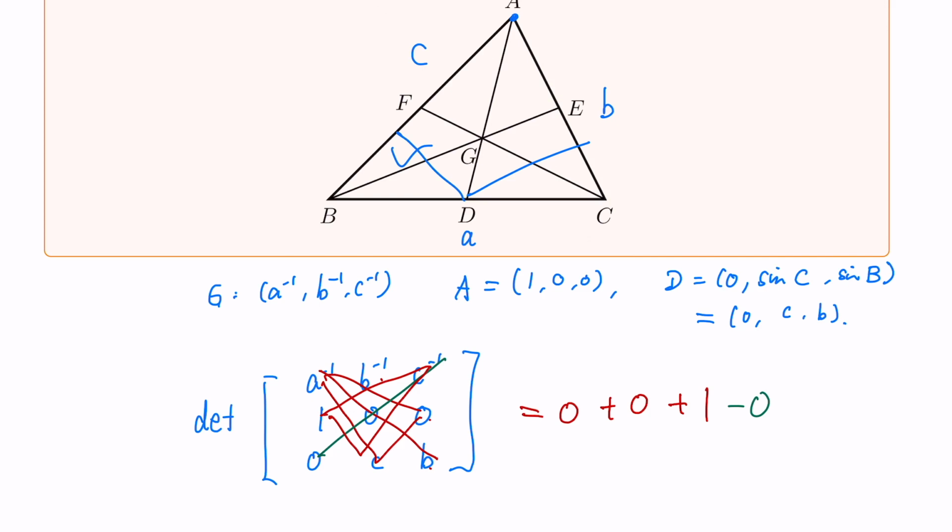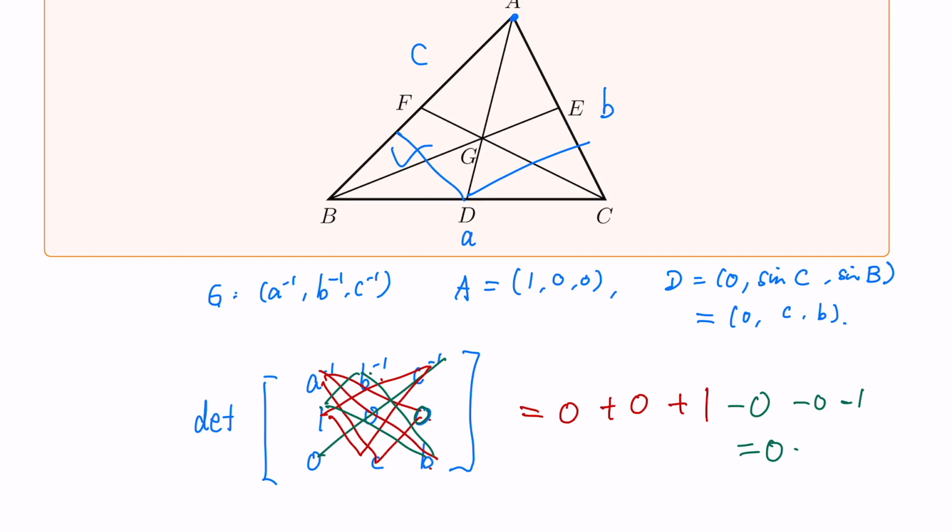Now let's go back to the other side, the negative terms. The first negative term is 0. The second negative term, because there's a 0 here, it's 0. But the third negative term, which, okay, it's messy, would be 1. So the final answer would be 1 minus 1, which is equal to 0. That means A, G, and D are collinear.